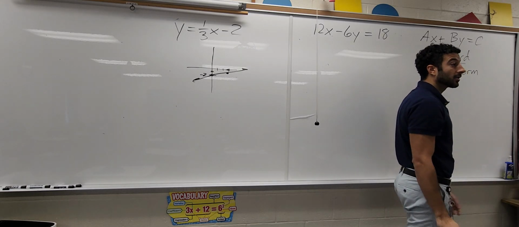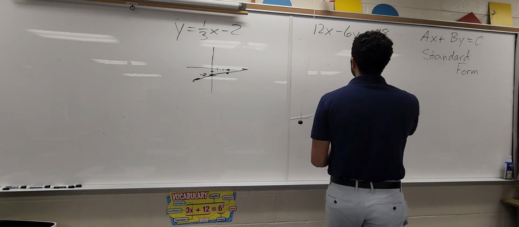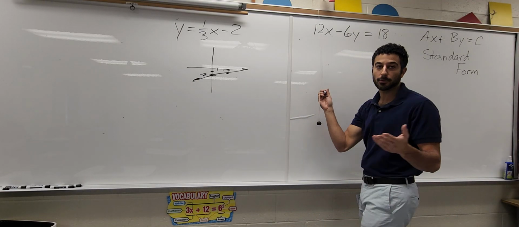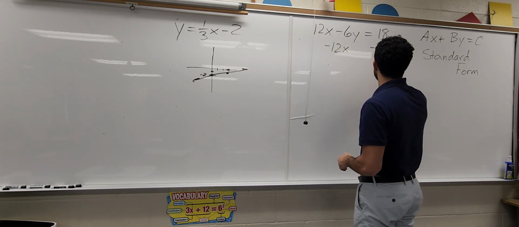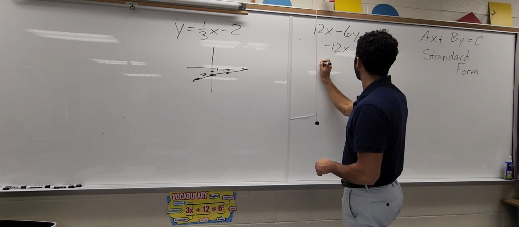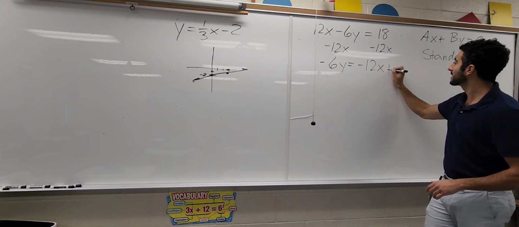That's a great idea to put in slope intercept, but how would I do that? Move over the 12x. Yeah, so how do I do that? What's the operation? Minus 12x from both sides, I think you said, maybe? Yeah, so hopefully you said that. So you get minus 6y equals negative 12x plus 18.